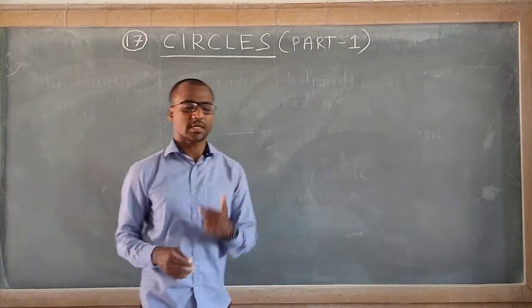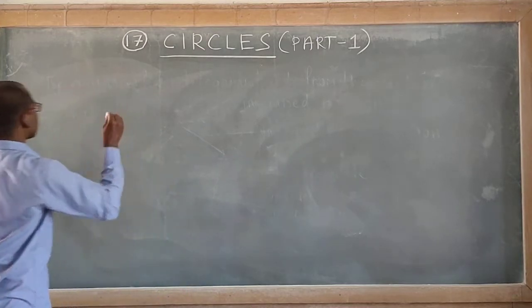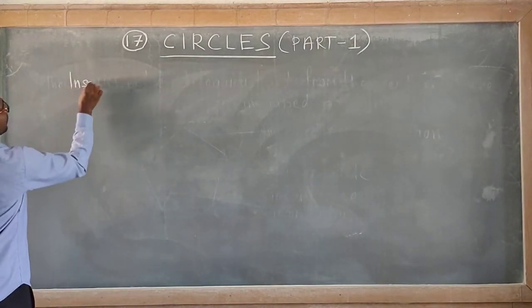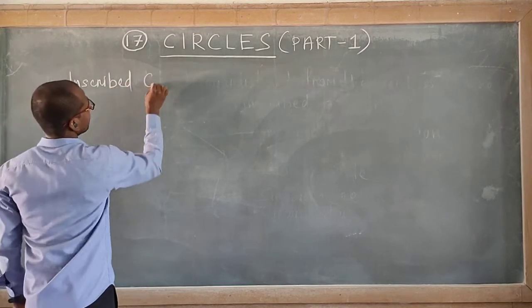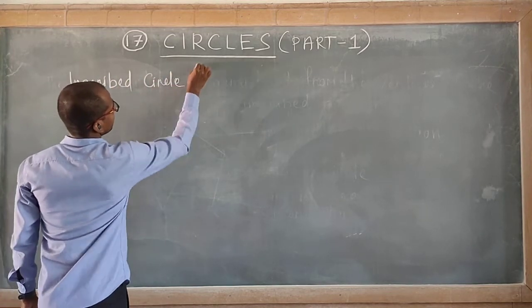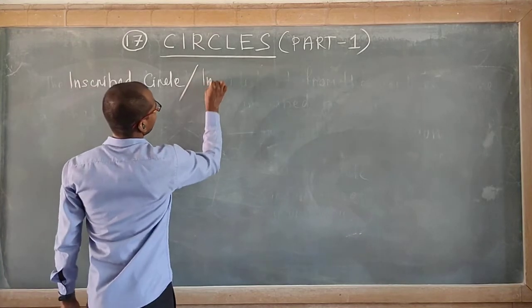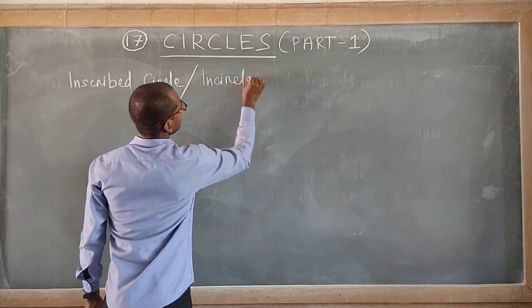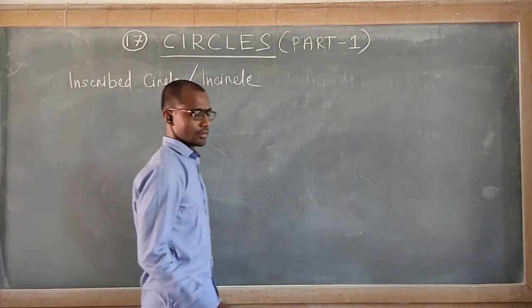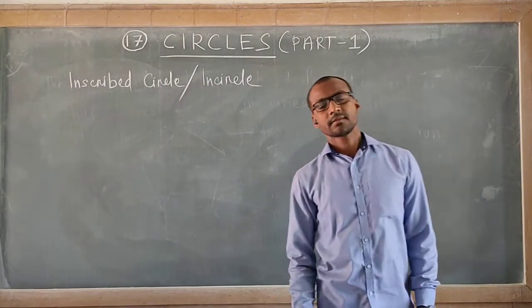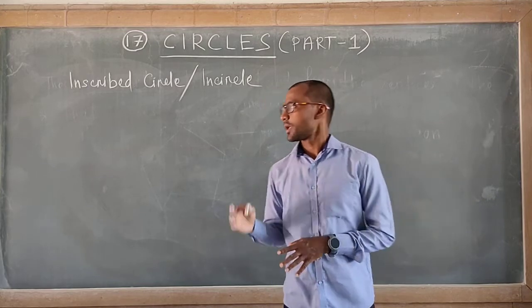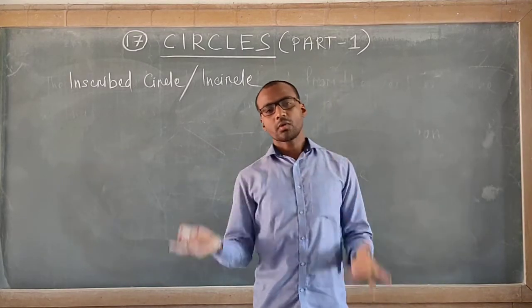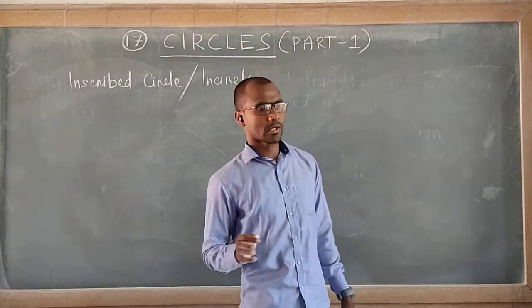Now we will move to the incircle, or inscribed circle. This will be opposite to the previous one. Circumcircle means the circle will be outside and the polygon will be inside, and incircle means the polygon will be outside and the circle will be inside. Let us see.